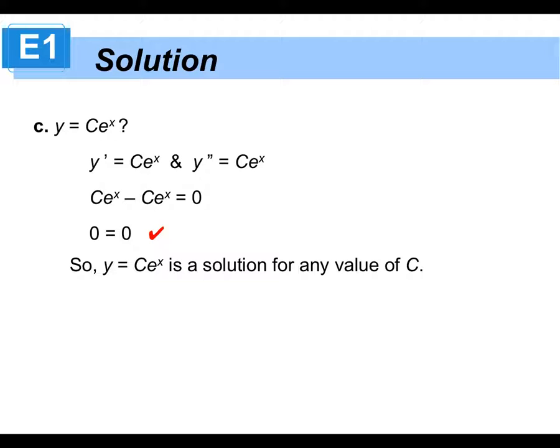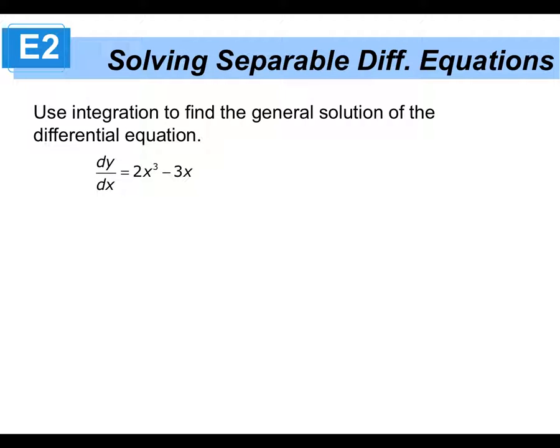That's not the exciting stuff. This is the exciting stuff. We want to solve a differential equation. There's our differential equation. dy over dx equals 2x cubed minus 3x. When we solve the differential equation, what can you tell me about the function I'm going to get when I finish this?